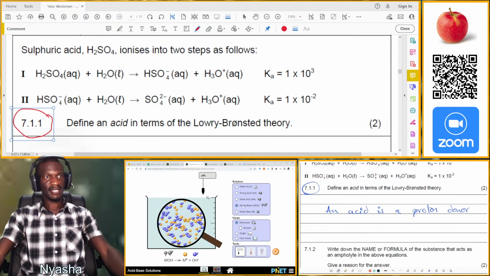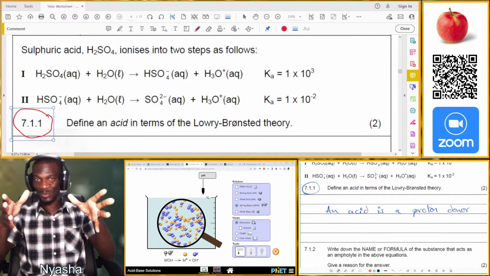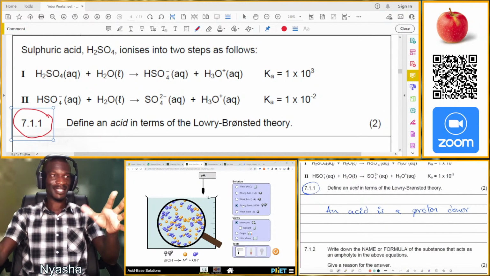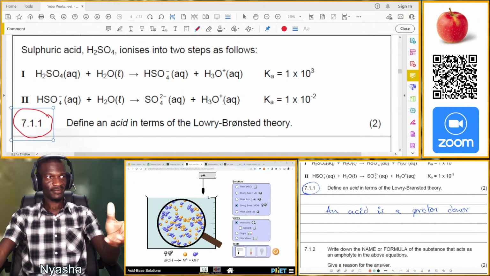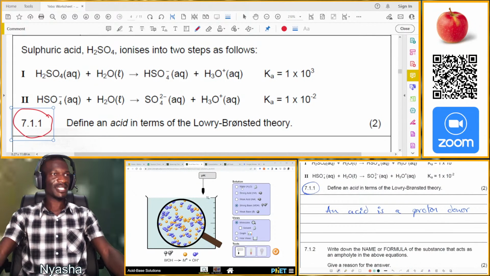By just looking at this tool, you can actually find some hints on the answers to the questions that I gave you. So what I'm trying to do here is look at acids as proton donors.